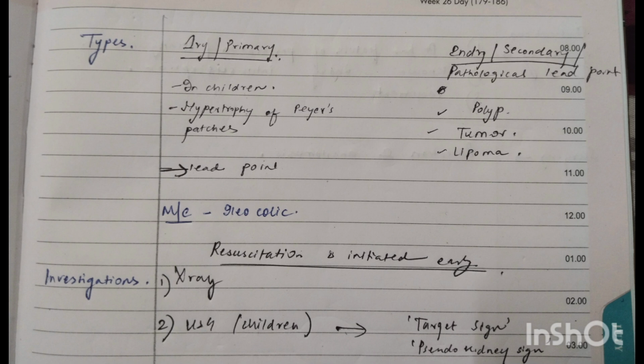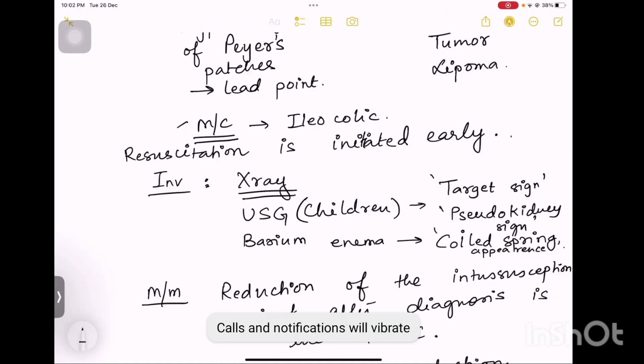Now, how will you investigate that yes, this is a case of intussusception? One is clinical history, second is the X-ray, third, you do USG in case of children where you see the target sign and pseudo kidney sign. You can also do barium enema, which will show you a coiled spring appearance. I will share the X-rays in this video only.